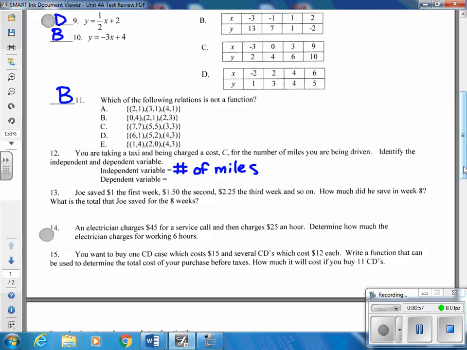And because the number of miles are changing, that is going to affect the cost of the trip, or the cost of the taxi ride. So that taxi ride cost depends on the number of miles that you're driving. The more miles you go, the more expensive it's going to be, etc.